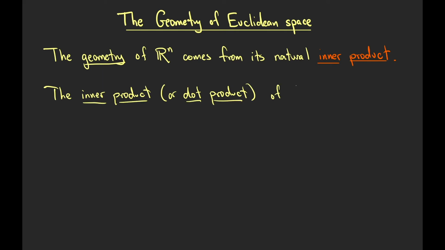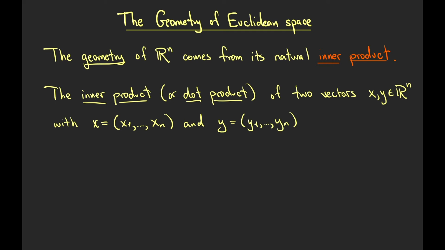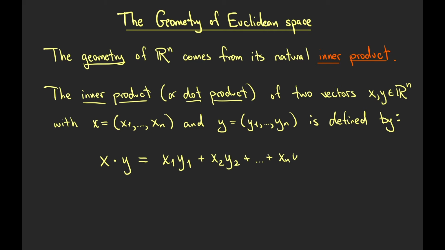Let's define it carefully. Suppose we have two vectors, x and y, where the coordinates of x are x1 through xn, and the coordinates of y are y1 through yn. The dot product of x and y, which we denote by x dot y, is defined as follows: x1 times y1 plus x2 times y2, and you keep going until you get to the end, xn times yn. You can write this more compactly as the sum over i of xi yi.